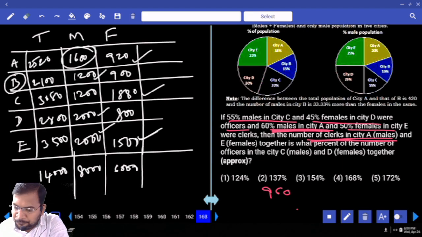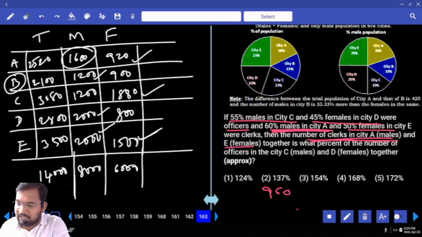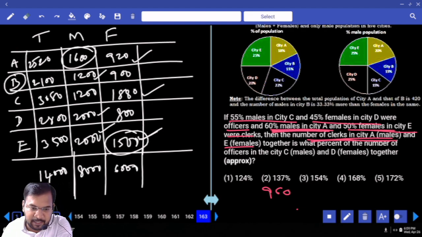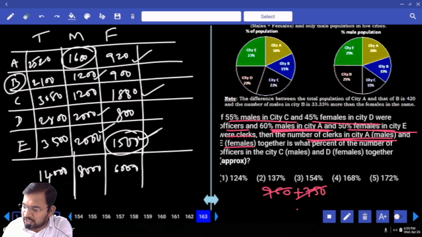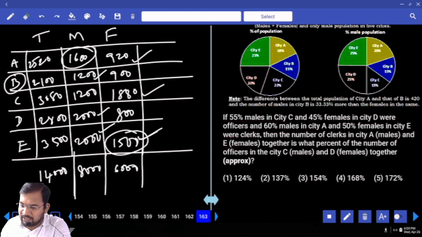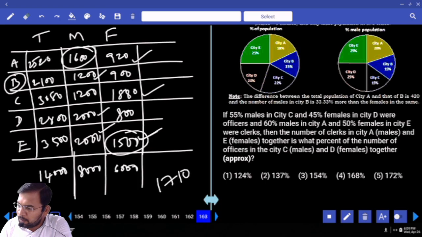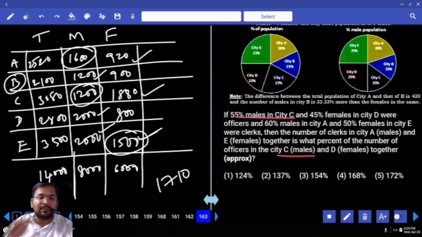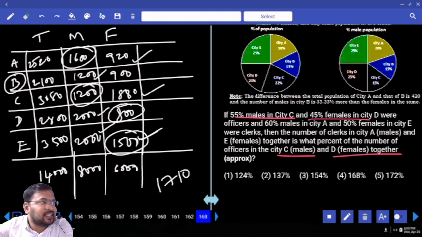And females in E. Clerks in E are how much? 50%, 1,500, 50% of that is 750. Together is 1,710. 1,710 is what percentage of the number of officers in CTC? CTC males 55%: 50% is 600, 5% is 60, so 660. And D females 45%: 50% is 400, 5% is 40. If you subtract 40 from 400, 360. 360 plus 660 is 1,020.